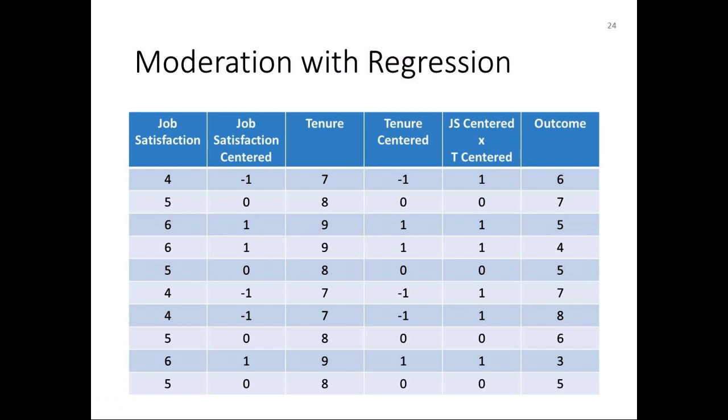As you can see, this is an example of creating that interaction term. We now have that new column that's JS, job satisfaction centered, times T, tenure centered, and we just multiplied those variables together. We multiplied the job satisfaction centered column times the tenure centered column, and that gives us the job satisfaction centered times tenure centered column.